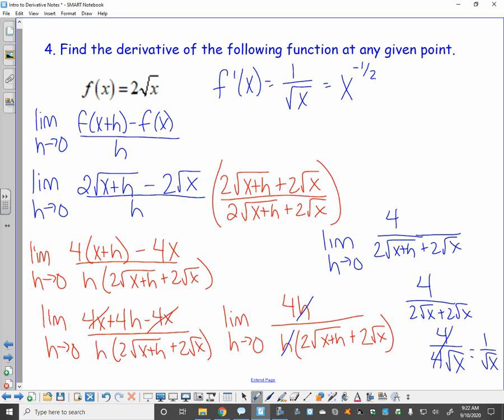Okay, it said find the derivative of the following function at any given point. Well, I found the derivative, which is the slope of the function at any given point. It didn't give me a particular point to plug in. I was just supposed to find the derivative. So there he is.